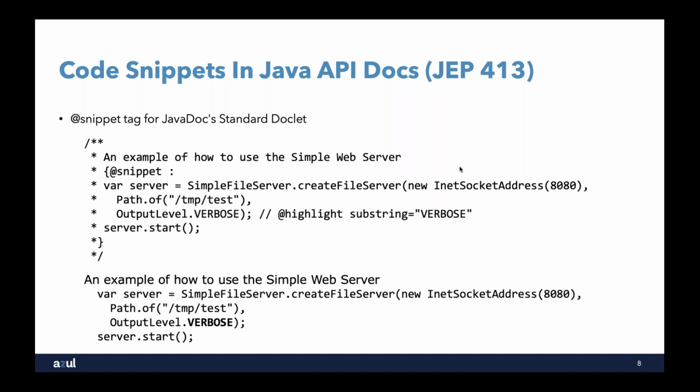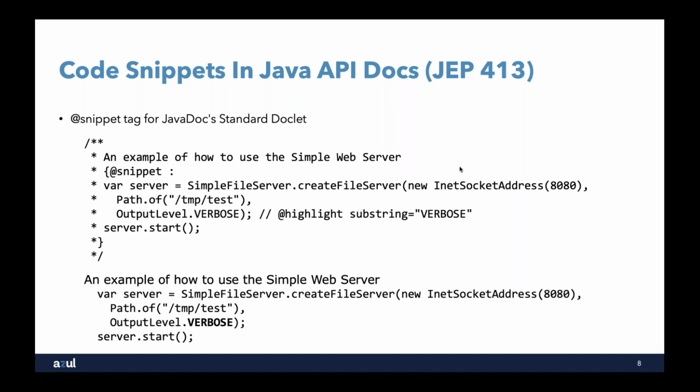So now we can include code snippets and do it in a way that gets formatted in the way that makes sense for code. I've got an example here. So I've got my Javadoc style comment. I say an example of how to use a simple web server, obviously from the previous slide, and we use the @snippet here, and then we can provide all the code that we want in the format with the layout that we want. And as you can see, I can also include a comment here on the output level and say that I want to highlight the substring verbose, just because I want to make it obvious that I'm doing that.